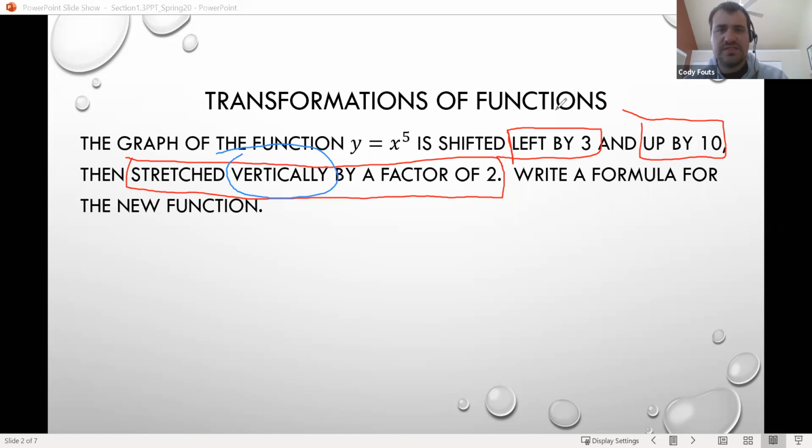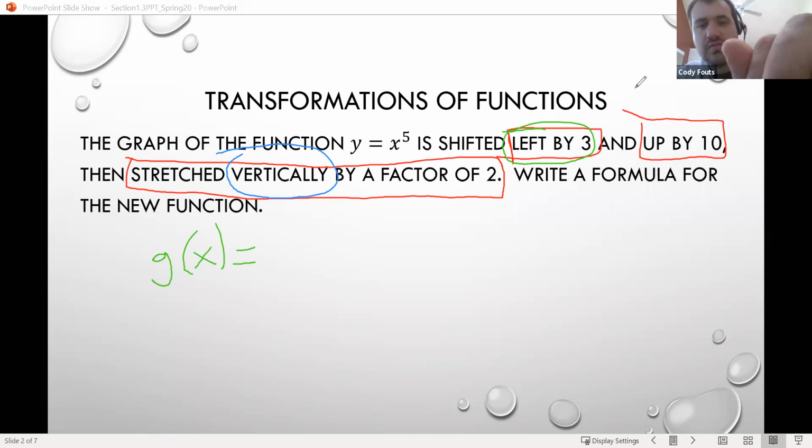Okay, so I'm going to start by dealing with that transformation that shifts the function left by 3. So this is a horizontal movement, which means I'm moving along the horizontal axis, which I know that the inputs are along the horizontal axis, so this is going to be an inside transformation. And so I'm going to call my new function here g of x. And because I'm being shifted left by 3, I know that's going to go inside the function, so it's going to go in where the x is here, inside the function.